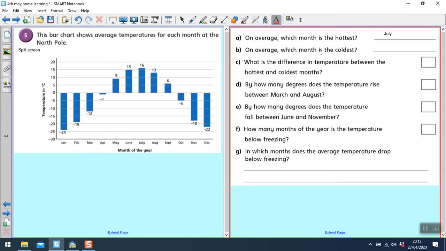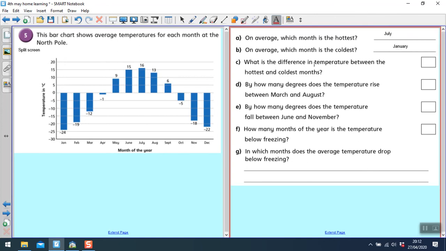On average, which month is the coldest? So which has got the lowest temperature? The negative number furthest away from 0, and it's -24, but it says which month? So January is the coldest month.